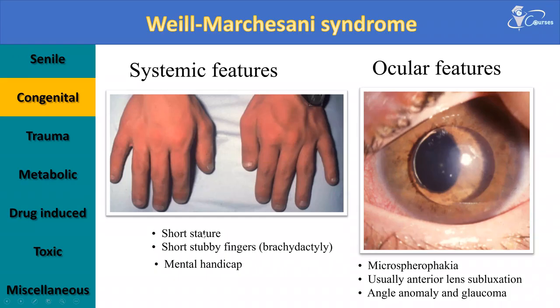The Marfan syndrome will have arachnodactyly, or tall fingers. Those will have short stubby fingers, sometimes referred to as brachydactyly. The Marfan syndrome will have normal mentality. The Weill-Marchesiani syndrome will have mental handicap, so they have mental retardation. They have the whole reverse spectrum of systemic features. Regarding the ocular features, the Weill-Marchesiani syndrome is characterized by the presence of microspherophakia, and there is anterior lens subluxation, usually with angle anomaly and glaucoma.